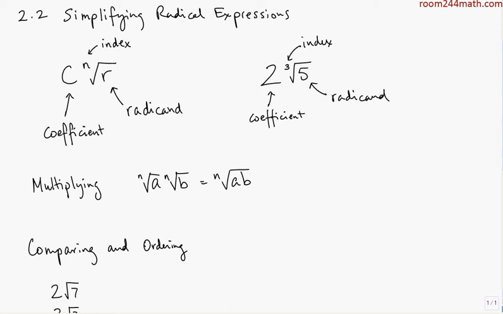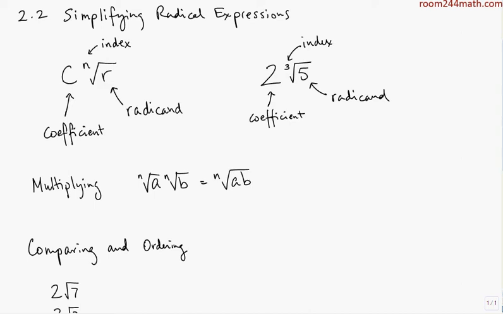In 2.2 we look at simplifying radical expressions. So, quick review of terminology. In the first figure here we have C representing the coefficient, N is the index, and R is the radicand. So in the expression on the right, 2 times the cube root of 5, 2 is the coefficient. And it's just like when you multiply a number by a variable, 2x, you would say 2 was the coefficient. 3 is the index, and 5 is the radicand in this case.